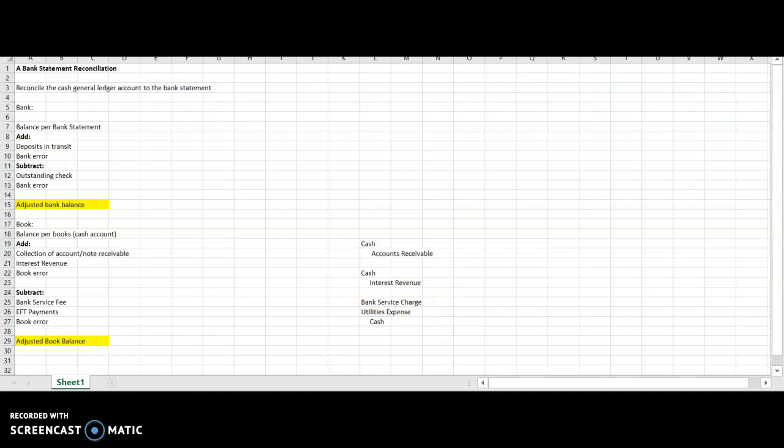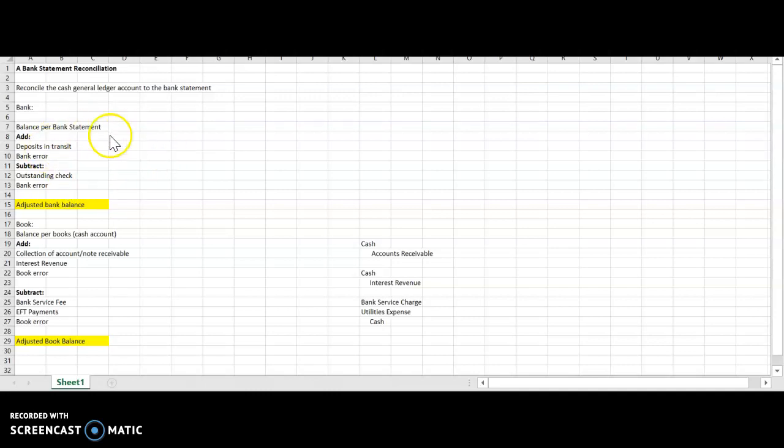At this point, our beginning cash account balance equals this right here, our balance per our books. Once we make these additions and subtractions, or in other words, our debits and our credits to cash, then our ending balance will be this amount. And at that point, we can say that we are reconciled.